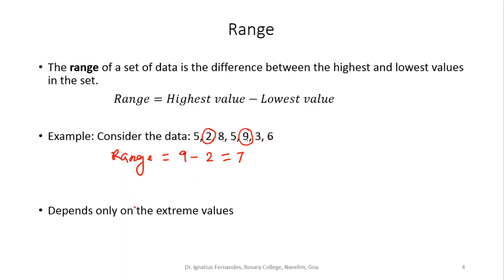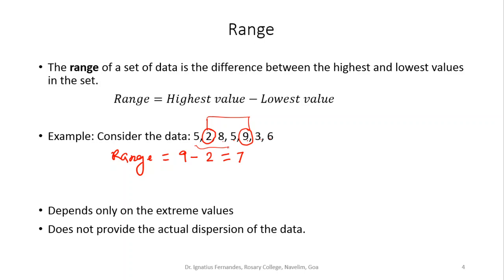Okay, so as we see here, we calculate the range based on the extreme values. We look at what is the least value and what is the highest value and the difference. So the range depends only on the extreme values. At the same time, because it depends only on the extreme values, the lowest and the highest, it does not provide the actual dispersion of the data. It does not tell you what happens in the middle. It will only find out the minimum and the maximum. But what about the other values in between them? What happens to them? This is something range is not able to detect. Okay, but this is one of the simplest ways of finding the dispersion in the data.